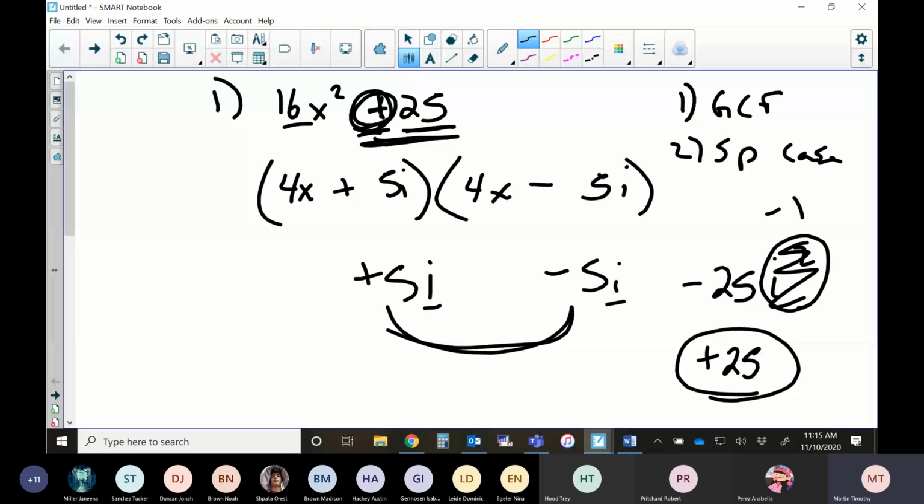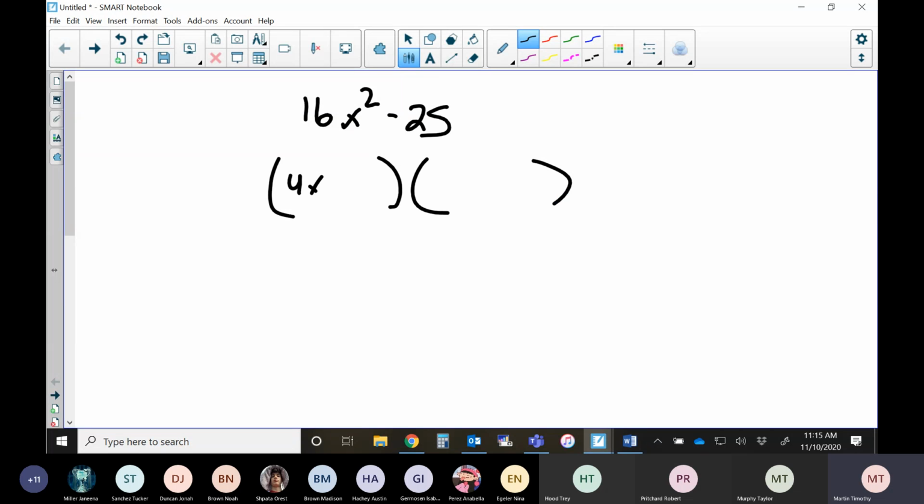So if it was negative, would you just not put the i's but do the same thing? Yep, it would be a difference of squares problem like we had before. Exactly. You would just have a 4x and a 5, a 4x and a 5, and one would be plus and one minus. Exactly the same. No i's needed. Okay, thank you. Perfect. Questions on that other than that?